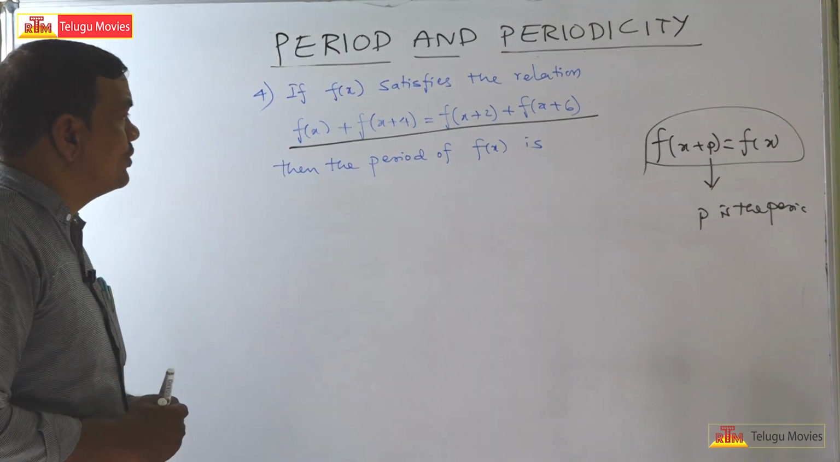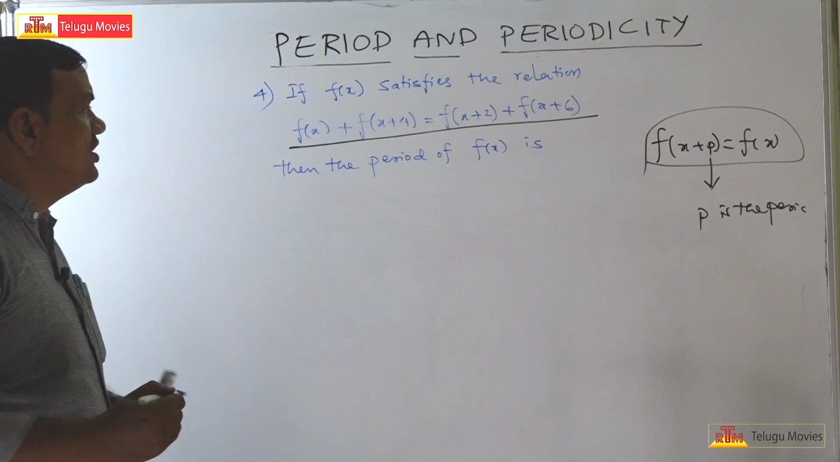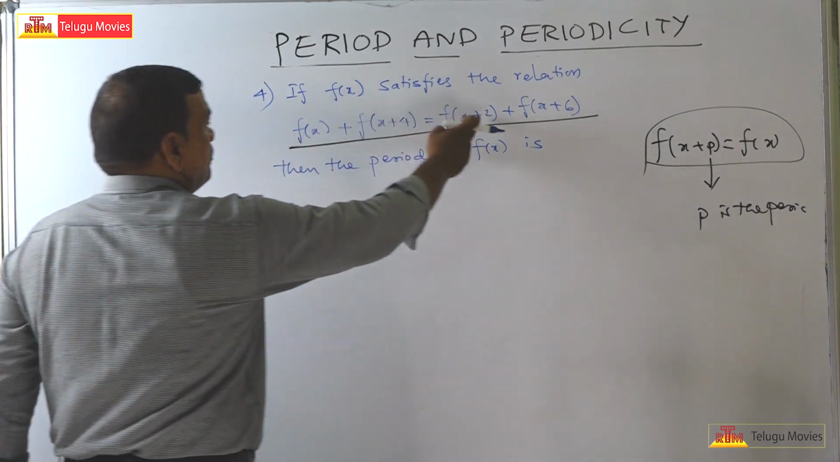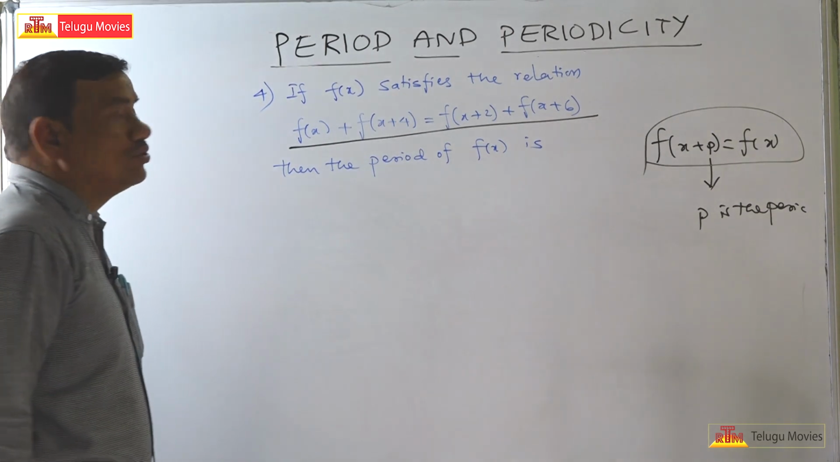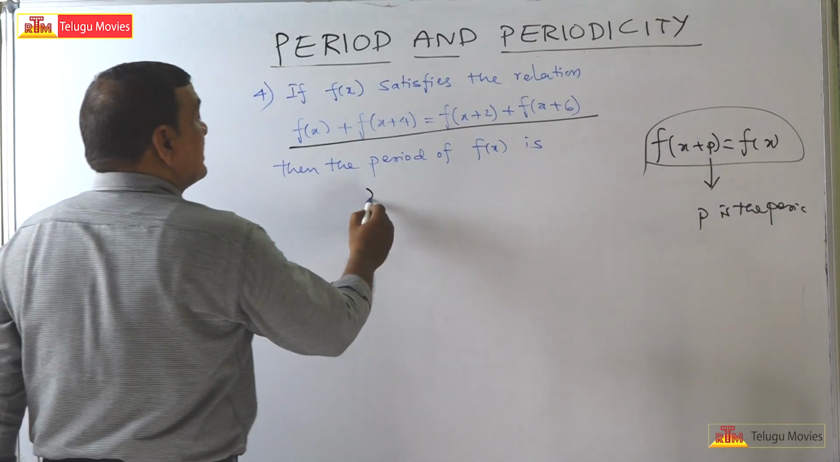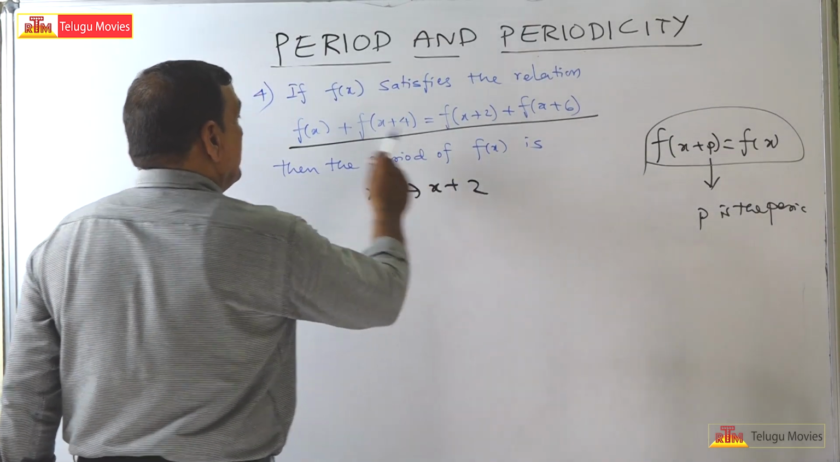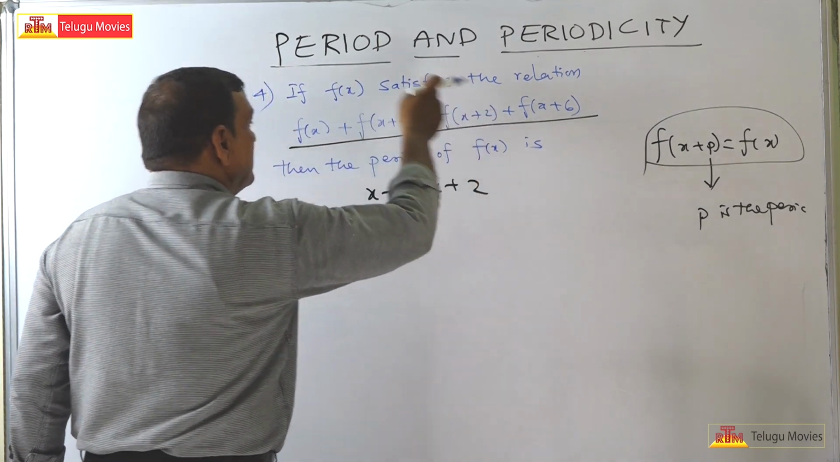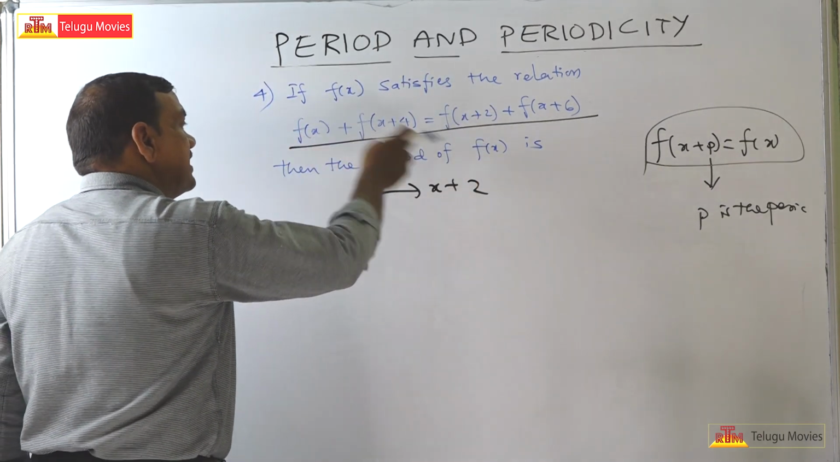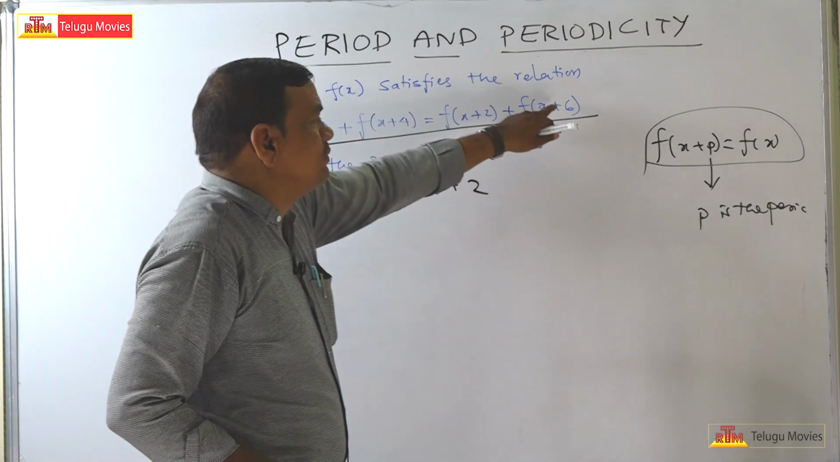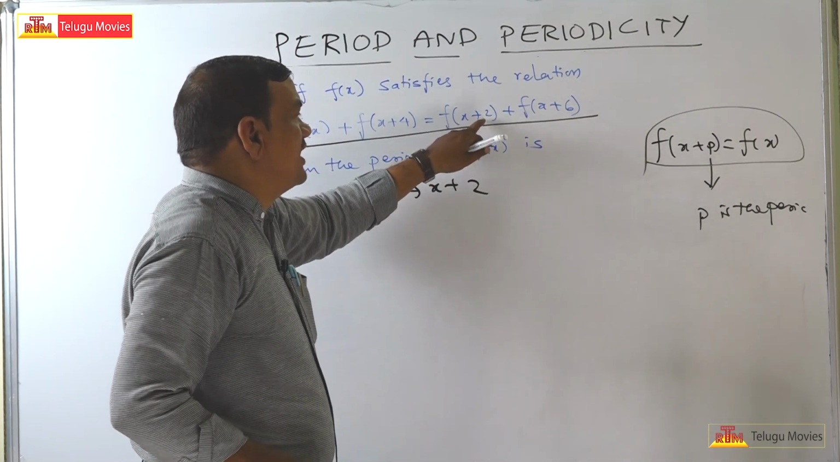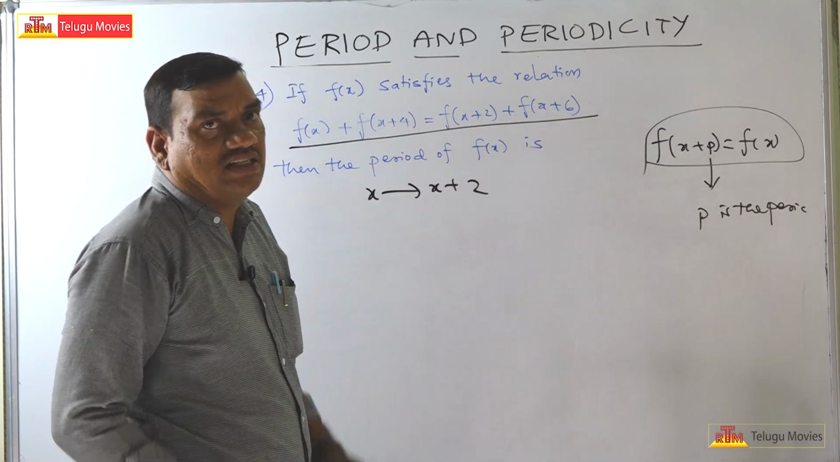Then how to proceed with this problem? Here x is there, x plus 2 is there, x plus 4 is there, x plus 6 is there. So, can I replace x with x plus 2? If I put x plus 2 in place of x, here it will be x plus 6, here x plus 2, and here x plus 4 will come again. Let us see what happens.